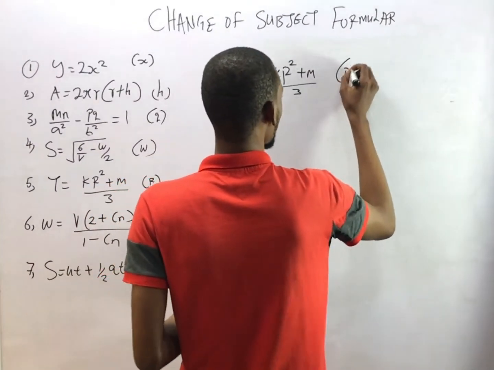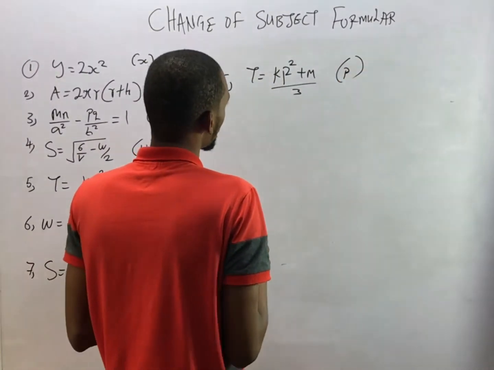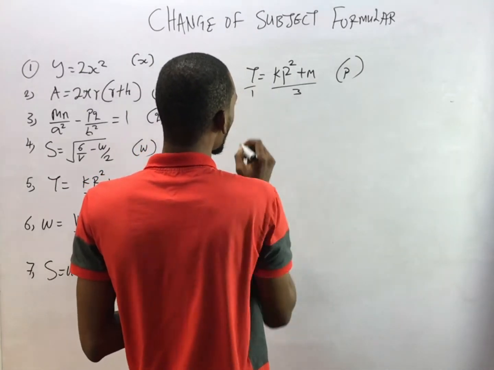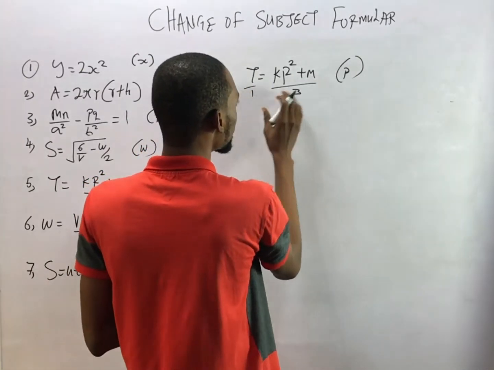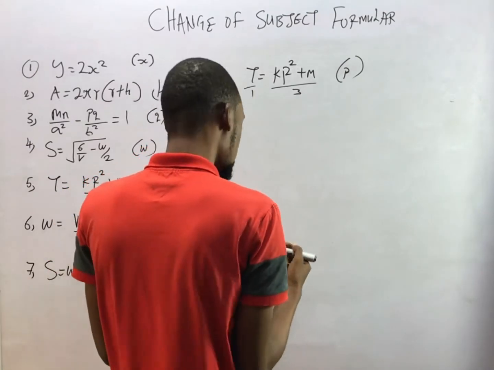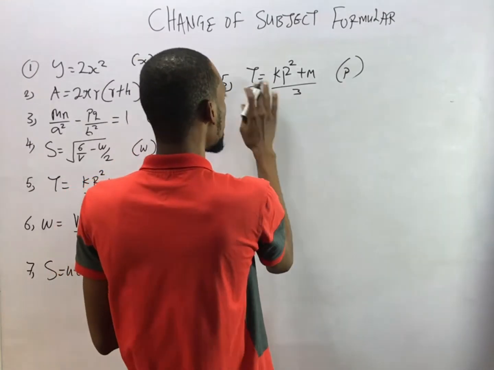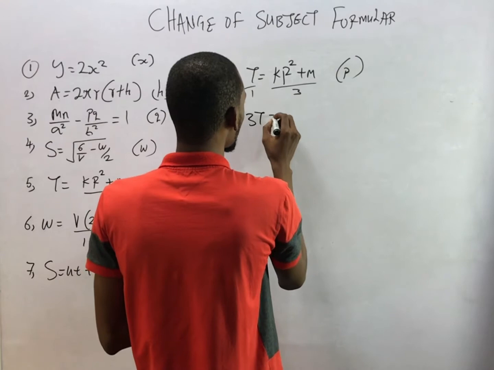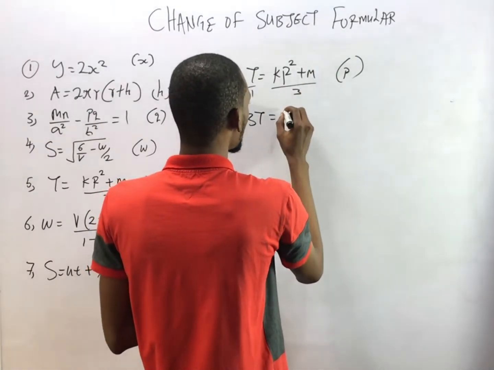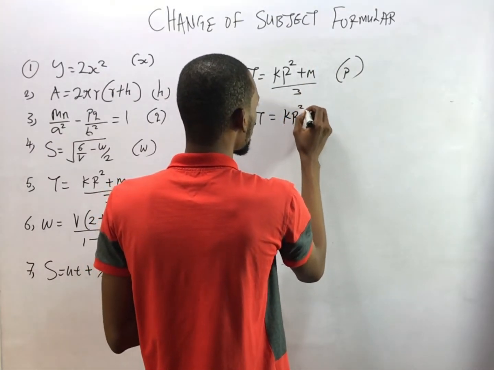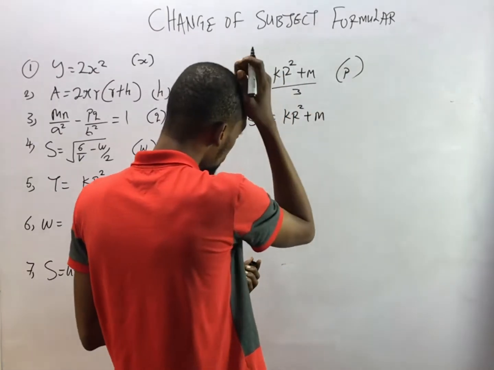So we need to make r subject formula. This is the same thing as over 1. Cross multiplying, when you have division, there is high chance that you will cross multiply. Cross multiplying, this will give you 3t is equals 1 times everything here. Should give you k r square plus m.